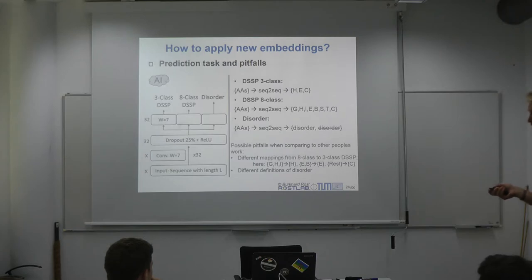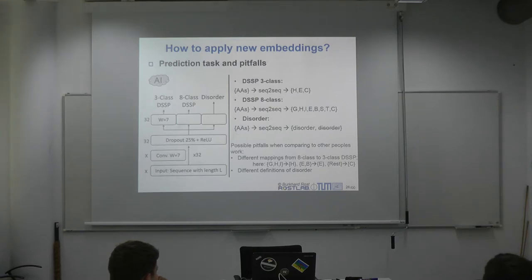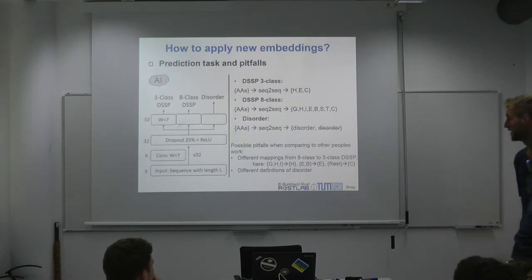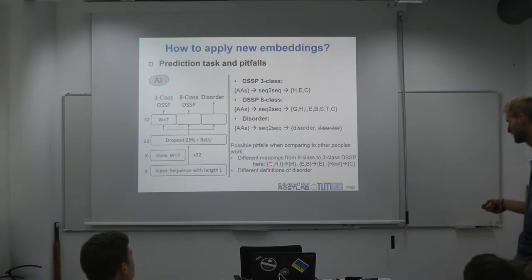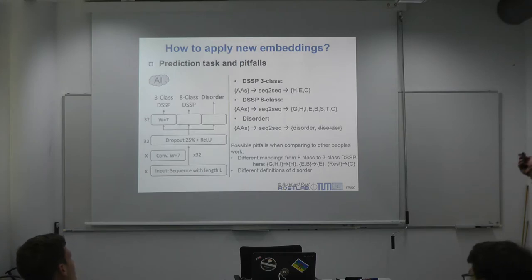So this was more, I think, for the computer scientists. I think you're familiar with secondary structure in 3 and 8 classes. One thing which might be especially relevant for you is that when I try to compare to other people's work in order to assess whether we are now performing better or worse than they do, I realize that there are many different mappings from 8 to 3 classes. My naive understanding at the beginning was that there is a fixed mapping from 8 to 3 classes, but no. Many different groups used many different mappings, which makes it hard to compare the methods. And in our case, we stick to this definition. Also difficult is that you have different definitions of what is disorder. So there is not a fixed definition, but I think this was already covered.